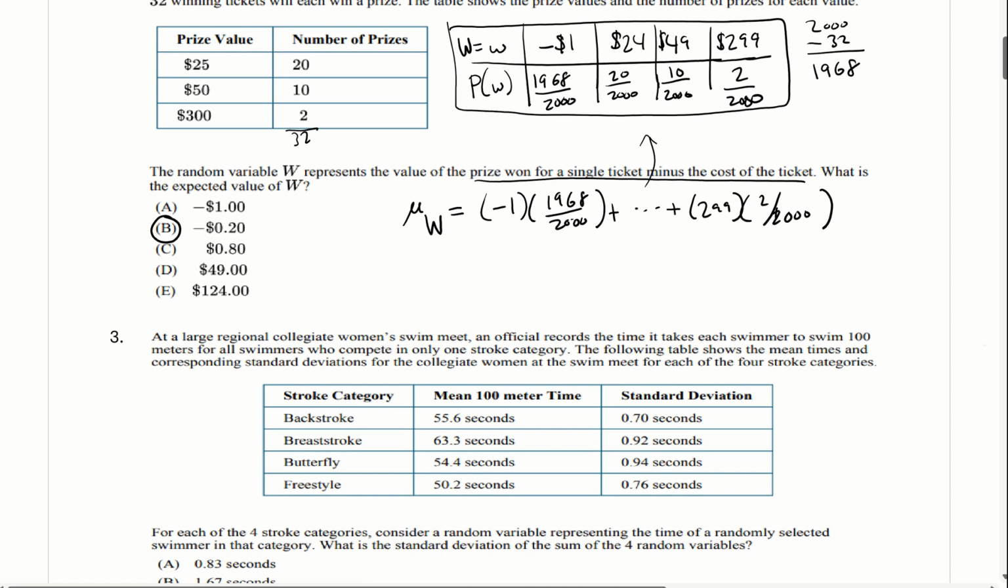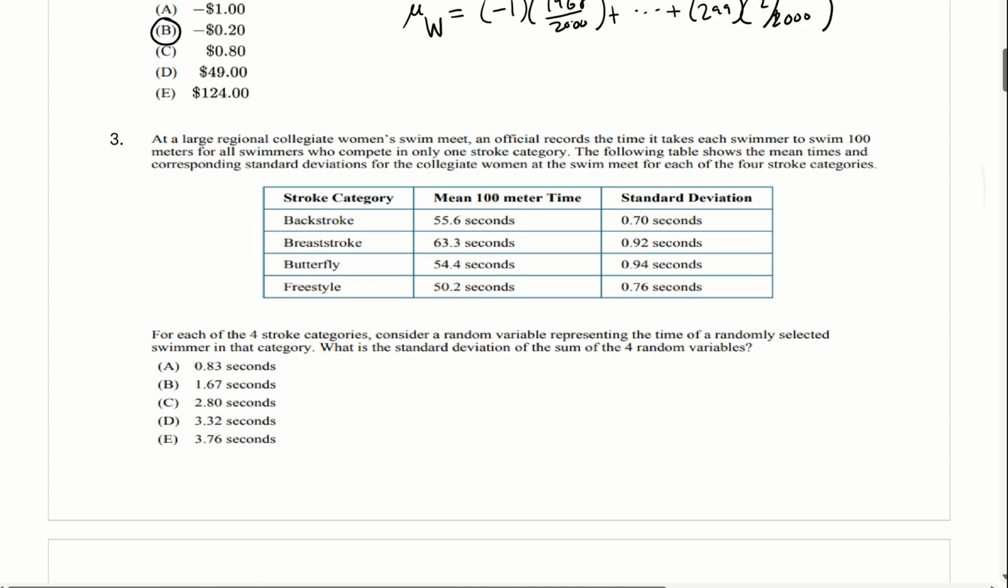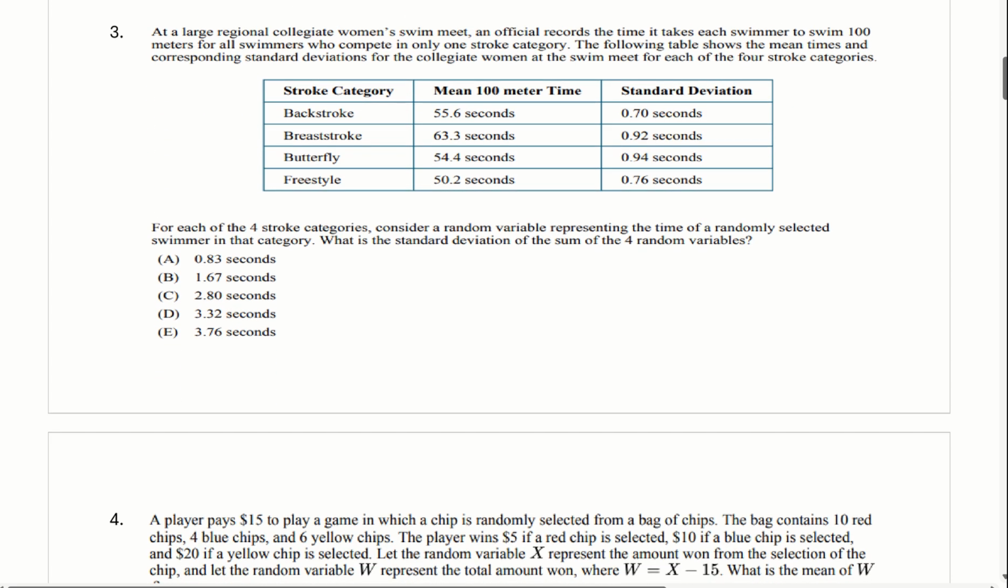Okay, all right, so that's our final answer is B. All right, so number 3. At a large regional collegiate women's swim meet, an official records the time it takes each swimmer to swim 100 meters for all swimmers who compete in only one stroke category. The following table shows the mean times and corresponding standard deviations for the collegiate women at the swim meet.